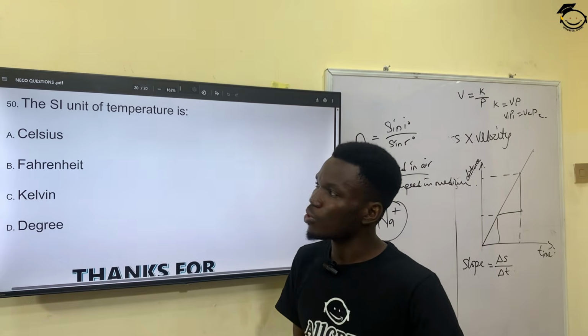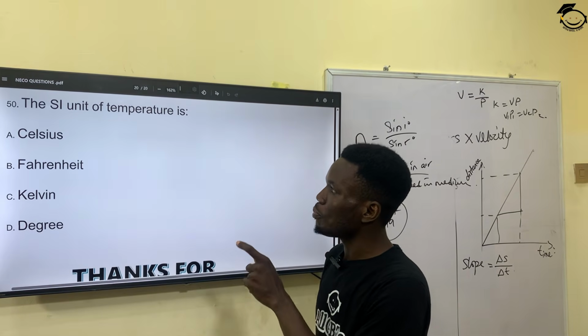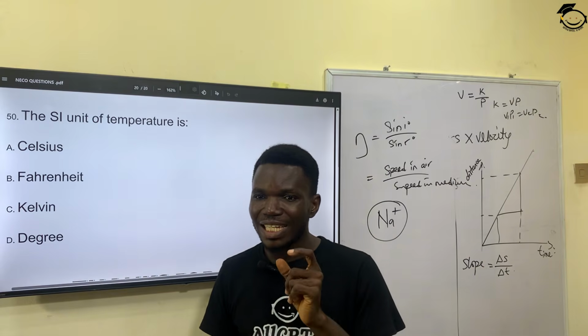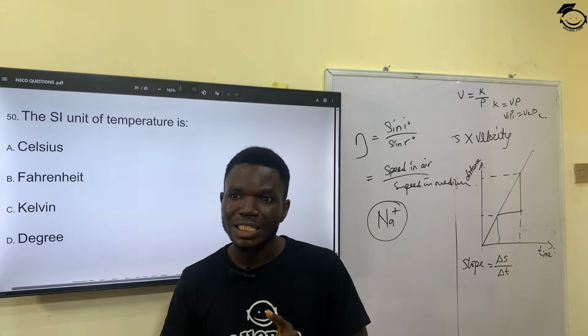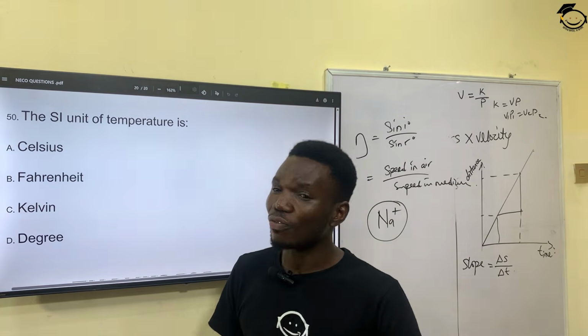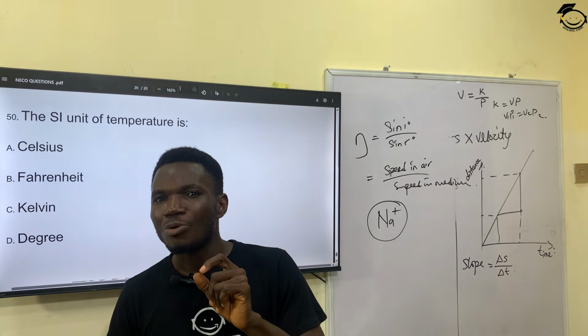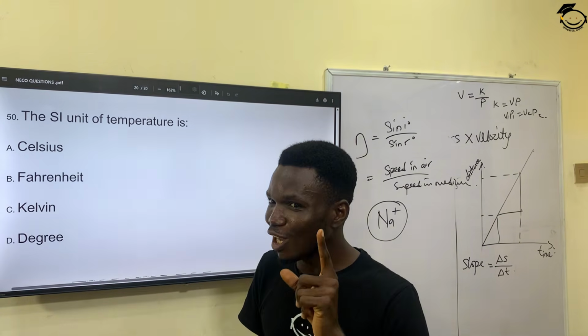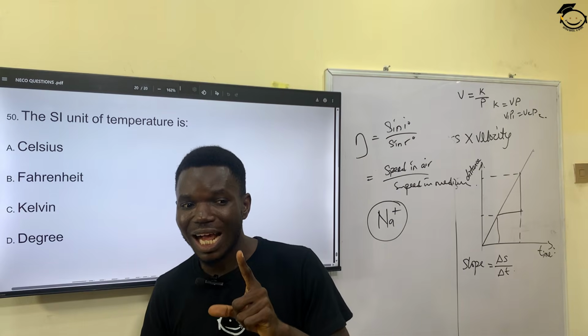That takes us to the final question, number 50, which says the SI unit of temperature is dash. Please note that the SI unit of temperature is the Kelvin. We have many scales of temperature, but none of those scales of temperature is considered SI unit, except the Kelvin.